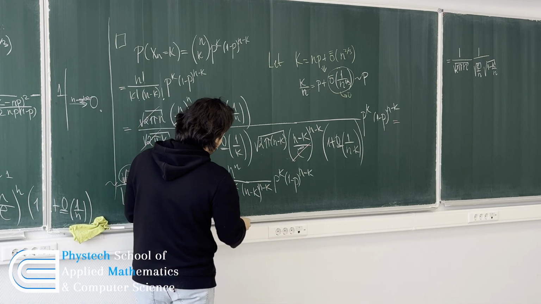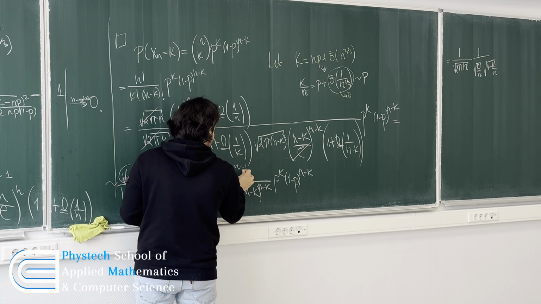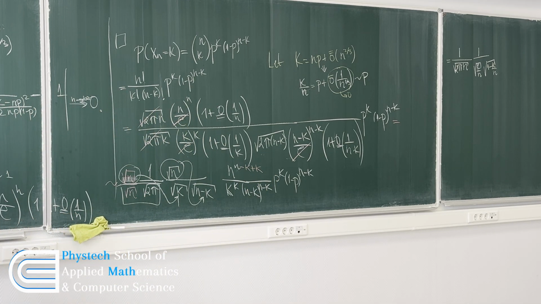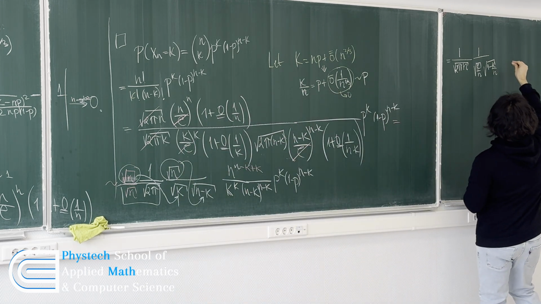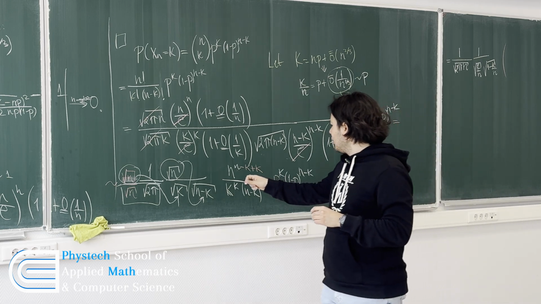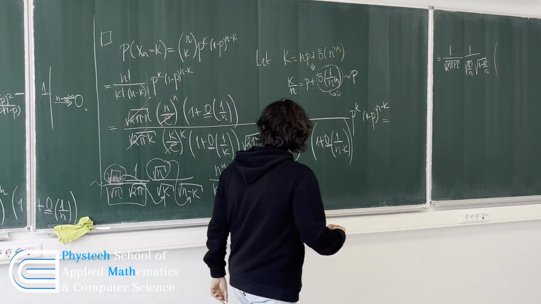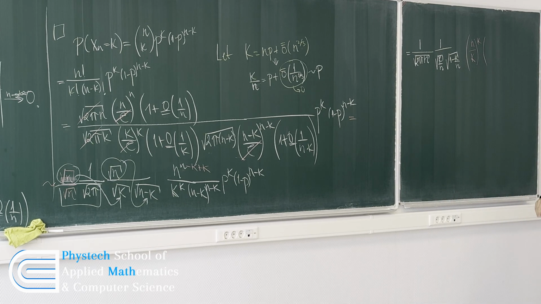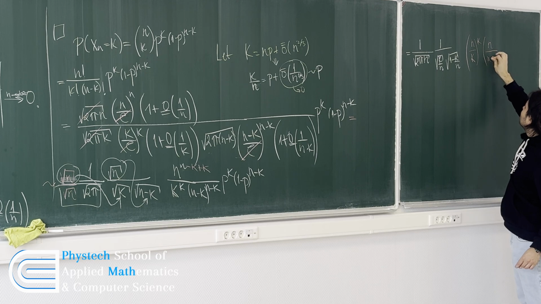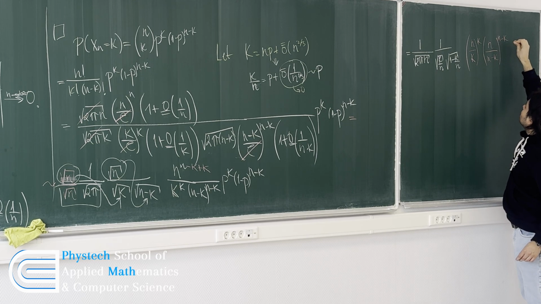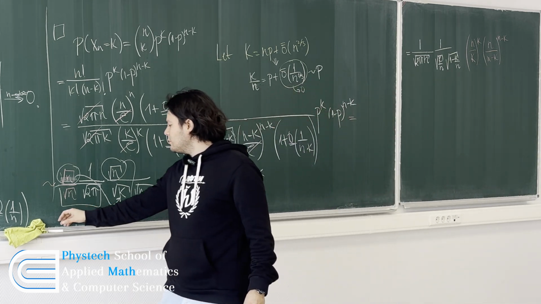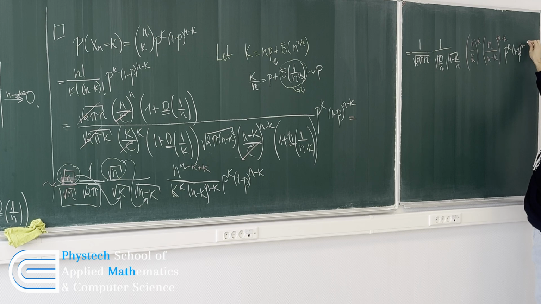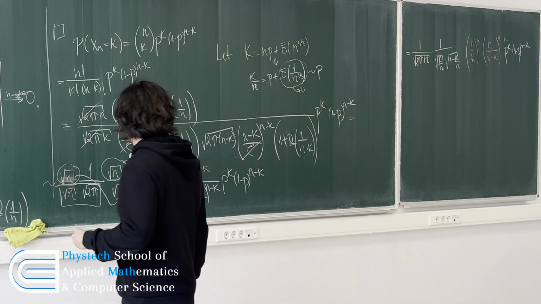And now the next step is the following. So instead, let me write k like this. So here I have n, so n minus k plus k. So I can do the following. So first I will have n divided by k to the power k. And then I will have n divided by n minus k to the power n minus k. And multiply by p to the k, 1 minus p to the n minus k.